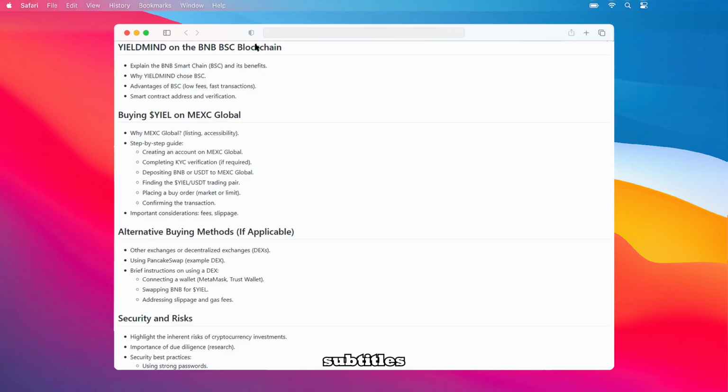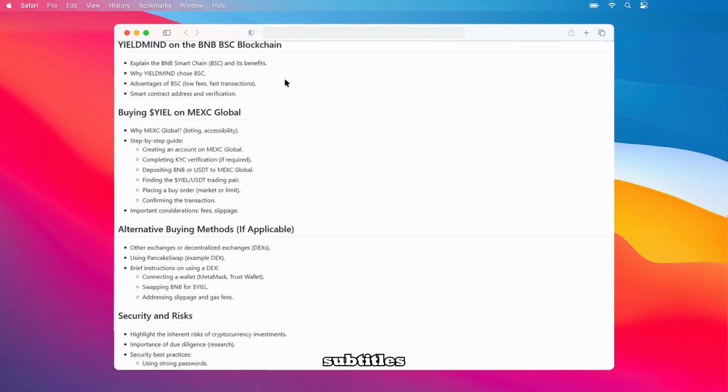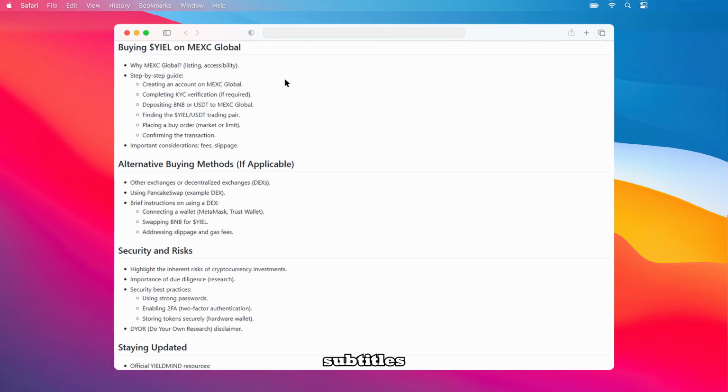Next, deposit either BNB or USDT to your MEXC Global account. Find the $YIEL/USDT trading pair and then place a buy order, choosing between a market or limit order. Finally, confirm the transaction. Remember to consider fees and slippage during this process.